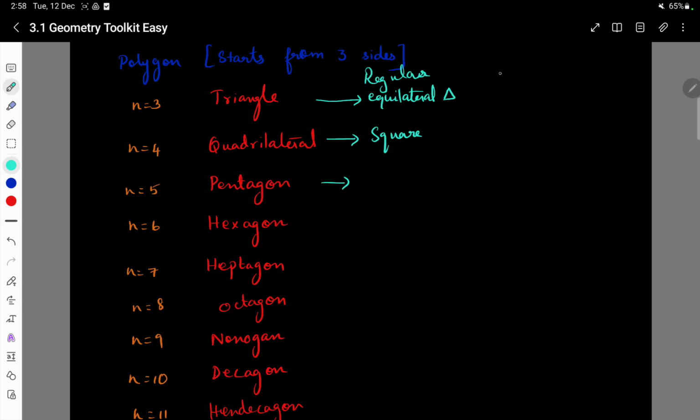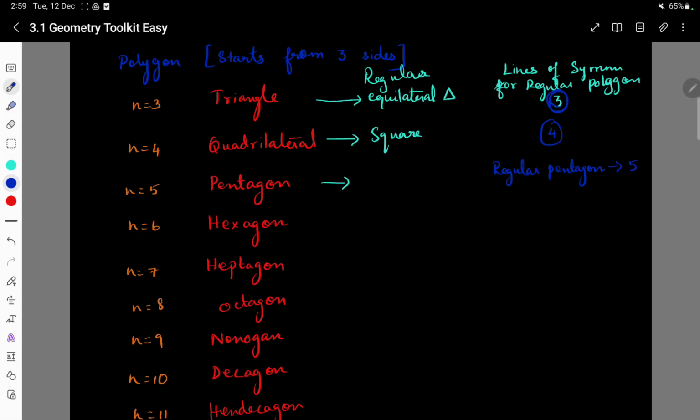Now, lines of symmetry for a regular polygon. A regular polygon of 3 sides is a triangle, which is an equilateral triangle, and 3 lines of symmetry will be there. In a square, 4 lines of symmetry will be there. So in this regular pentagon, 5 lines of symmetry will be there.